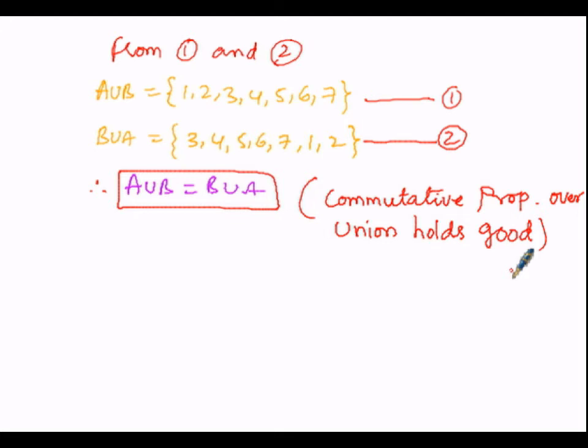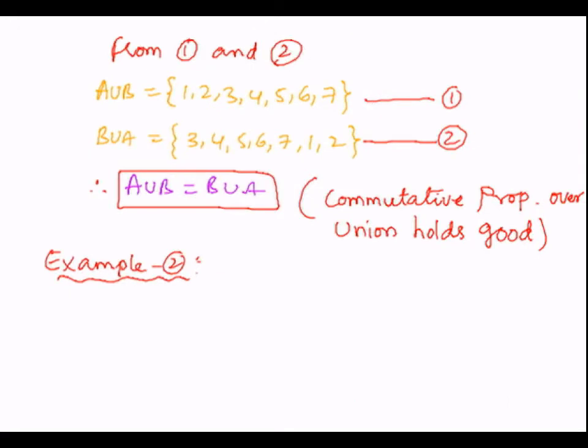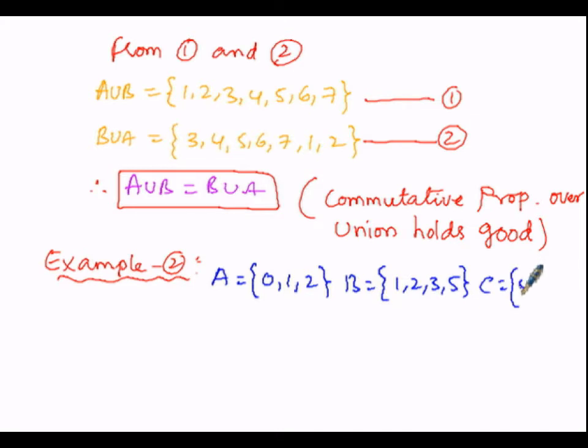So similarly, let us go for one more example, that is example number 2. So here this is our example number 1. Now in example number 2, I am going to assume set A as 0, 1, 2, then set B as 1, 2, 3, 5, and set C as 5, 6, 7.